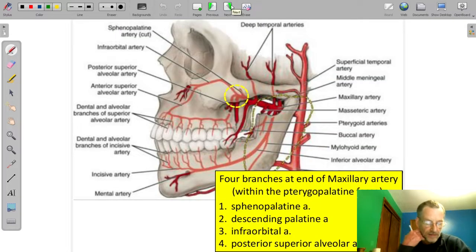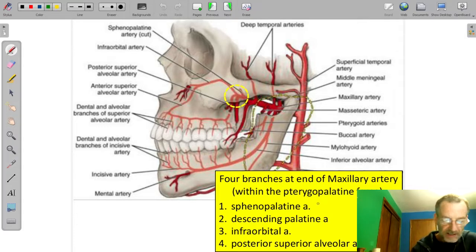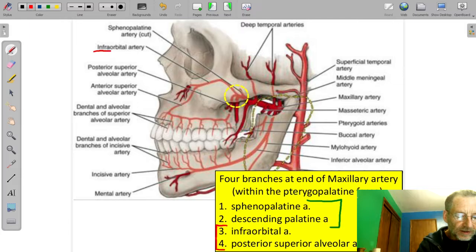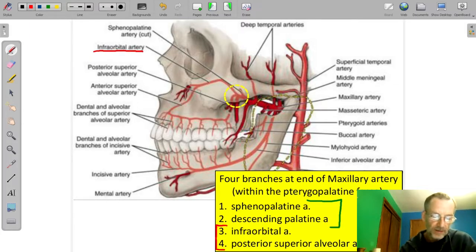Okay, so here's an illustration out of your book. Again, the 4 branches I put in a yellow box, and I tried to group those together, keeping the Palatine together, and then keeping the IO and the PSA together, and those are going to supply the teeth. So at any rate, there are the 4 branches, and this illustration shows the infraorbital artery, and I put a yellow dashed line around those 4 branches.